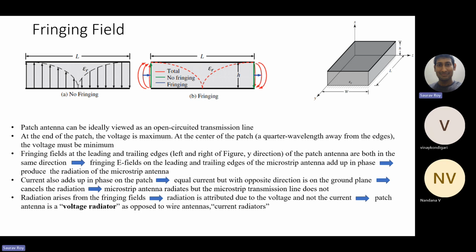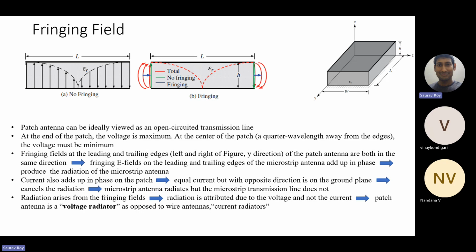The vertical components of the electric fields are in opposite directions, but the blue arrows show they are in the same direction, the horizontal component. So that is why they will lead to radiation. So what this is saying is that the fringing electric fields on the leading and trailing edges of the microstrip antenna add up in phase. Okay. So on both edges, these blue arrows have the same direction. So when they radiate, they add up in phase and produce radiation for the microstrip antenna.